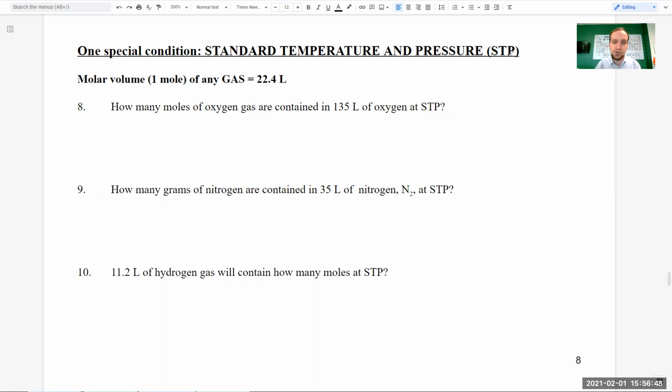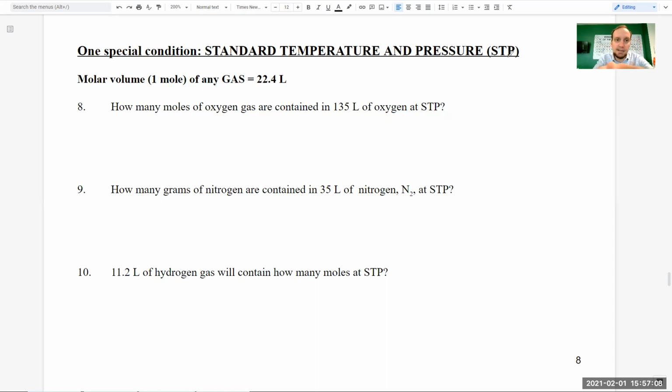Again, this number is given to you on the formula chart. If you go to the constants and equations page, go to the backside or the second page, and you'll notice down near the middle of the page, it says that 1 mole of a gas is equal to 22.4 liters. Again, that is a constant. It is provided to you on the formula chart.